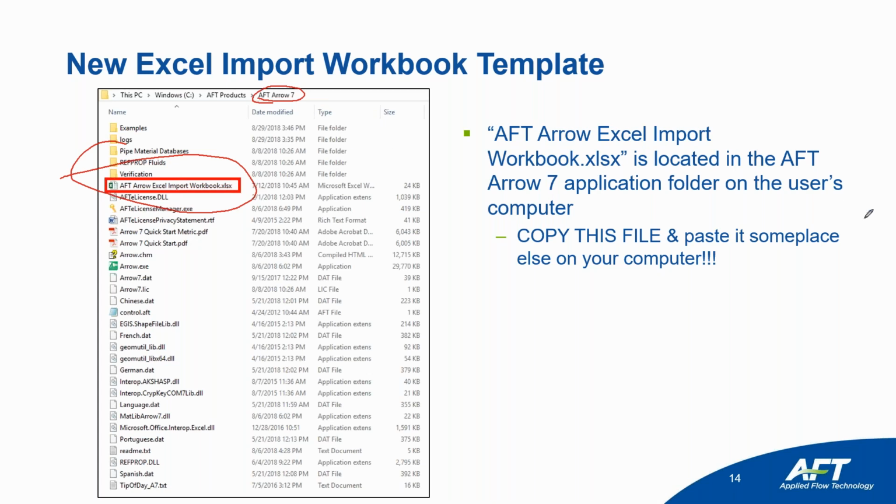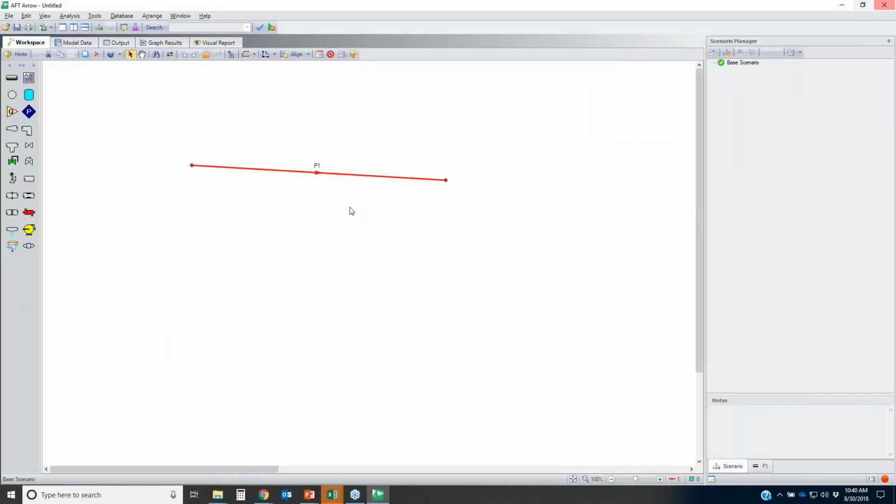Now, the Excel import changes has been around for a long time in Arrow, but the new thing is you don't have to go to the help file and look up what a change code is anymore. So let's say that you want to import changes for pipe lengths. You don't have to go into the help file and figure out that the pipe length code is maybe 1301. And then let's say you want to import valve CV changes. You'd have to go into the help file and figure out that your valve CV is, maybe parameter number 500. You don't have to do that anymore.